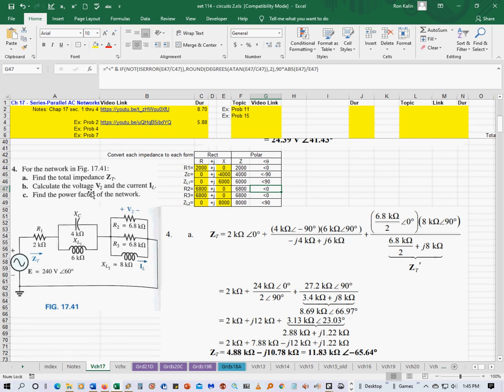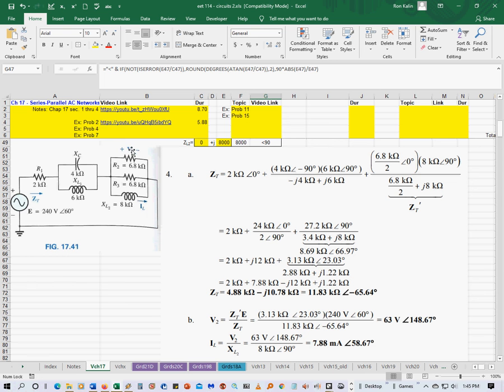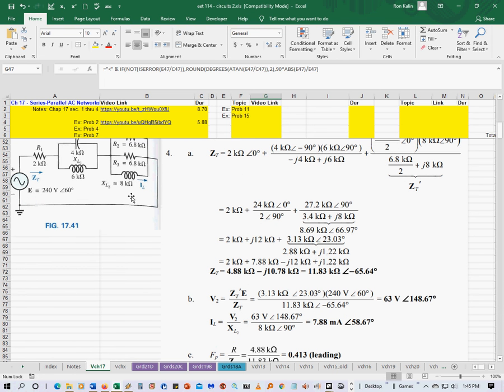Then it says find the current I sub L. The way you find I sub L, you know what V2 is across the inductor. You just calculated it. You just divide by the impedance across the inductor, which they called X sub L2. They kind of use those interchangeably. That capital X with bold means that's the impedance across it. You could also call that Z sub L2. So that's 8K angle plus 90. When you divide them, you get 7.88 milliamps, angle 58.67 degrees.